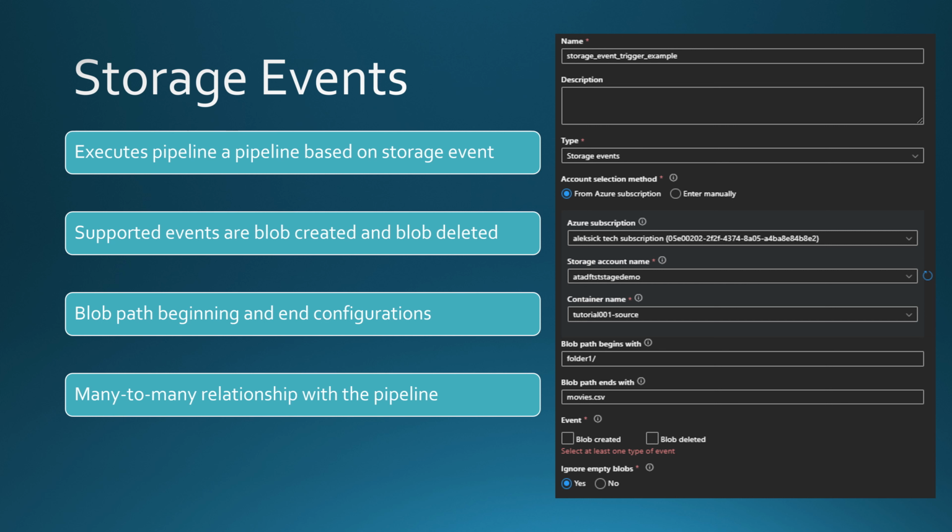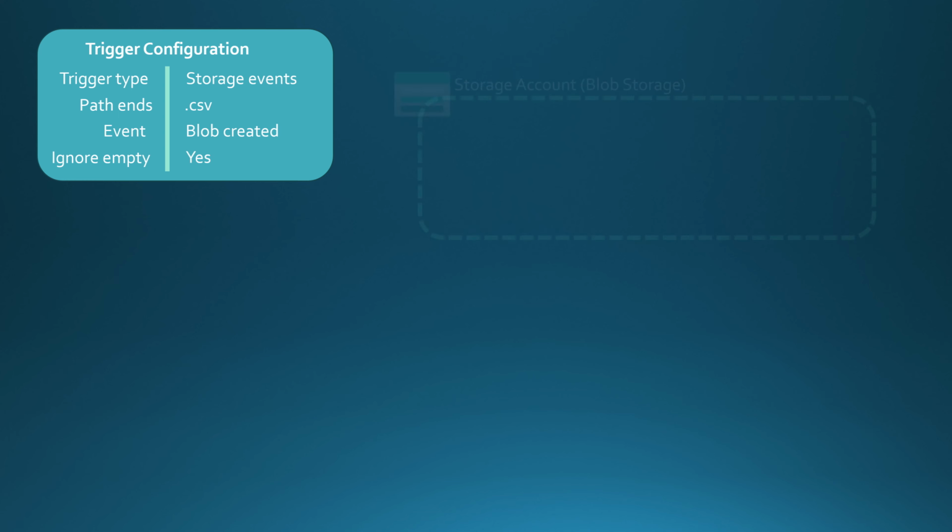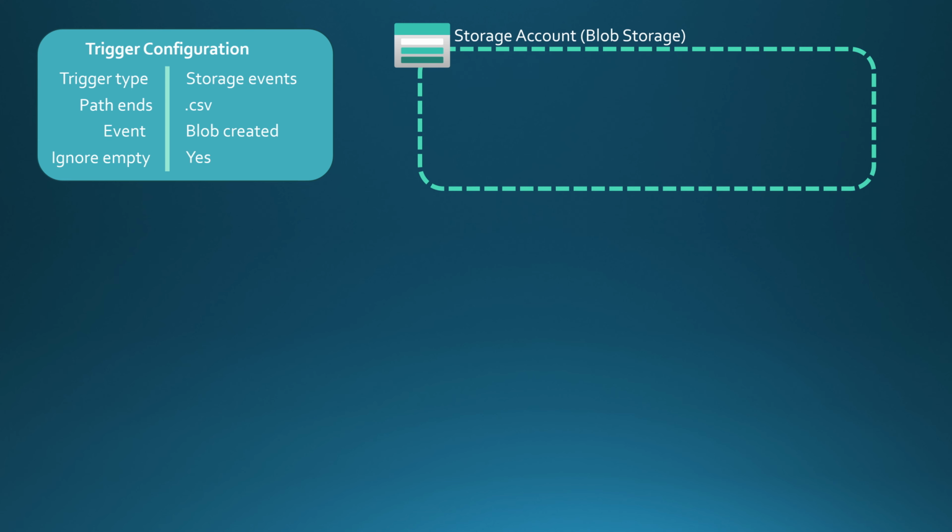Next, let's run this same visual timeline animation for this trigger in order to see how it actually works in the Data Factory. Let's start with our trigger configuration. Our trigger type is now going to be storage events, and we define that the blob path must end with .csv. And our event is going to be blob created. So we are only monitoring blobs that are being created to the storage account. And we are going to ignore empty blobs. So we are not allowing our trigger to fire if the blob is empty.